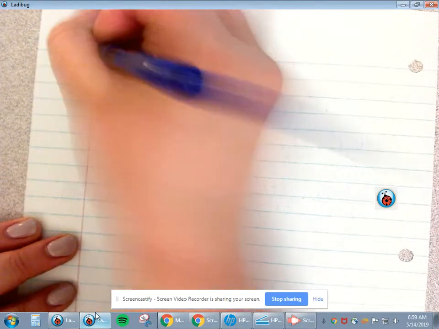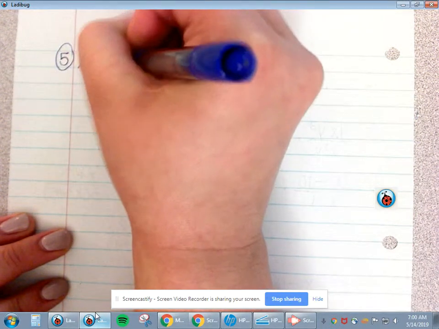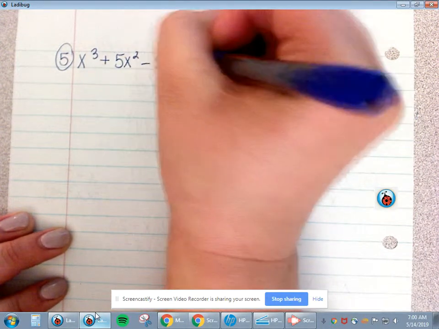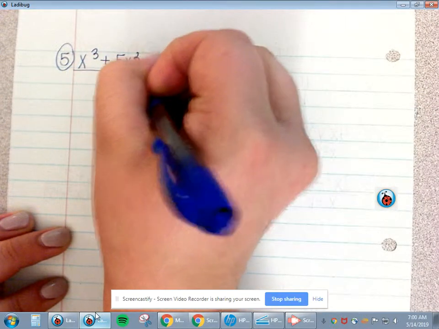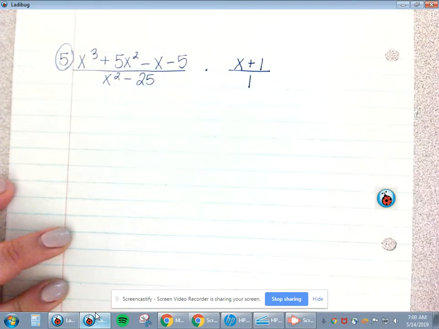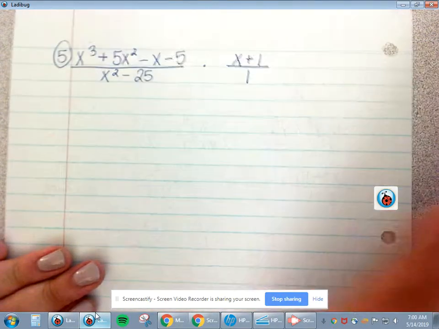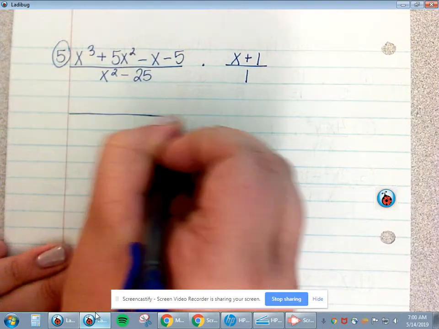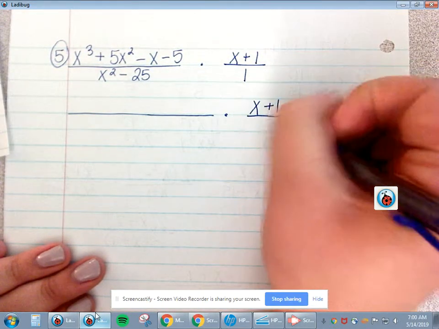Let's just do one more, and call it a day. So we'll have x cubed plus 5x squared minus x minus 5 over x squared minus 25 times x plus 1 over 1. So this one on the numerator, we've got something that we're going to have to factor by grouping. So when we do this one, it'll be a little bit different. And then this guy is already simplified, x plus 1 over 1.